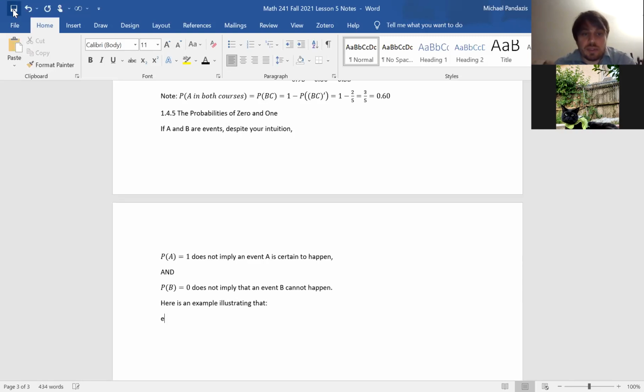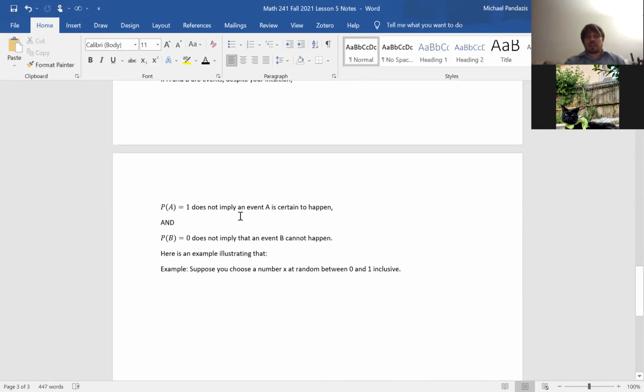Okay, so example. Here's a cold example. Suppose you choose a number X at random between 0 and 1 inclusive. In this example, you choose a number X at random between 0 and 1 inclusive. 0 and 1 inclusive means that you're considering 0 and 1. It could be 0 or 1 also. Okay, now, the finite closed interval [0, 1].